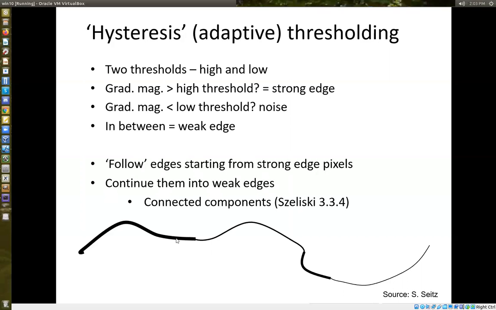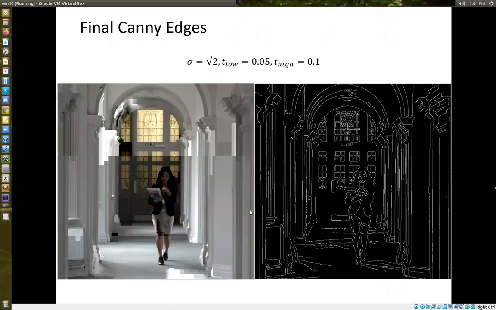So that would be like this. We start with some strong edge here that's bigger than the high threshold, and then we will continue to try to connect the edges along the low threshold, for the points with gradient larger than the low threshold. Basically, these are points that are less than the high threshold but larger than the low threshold. So the result looks good.